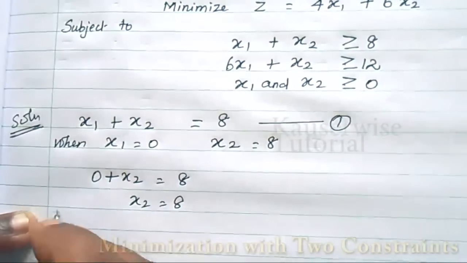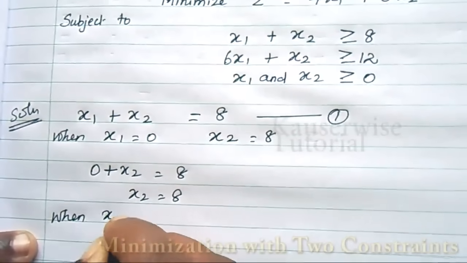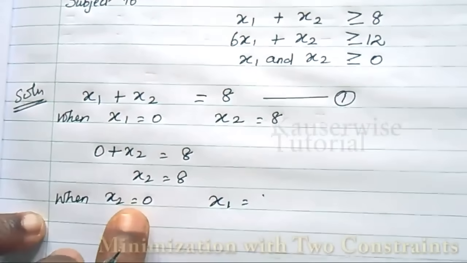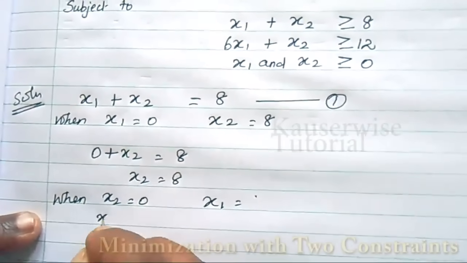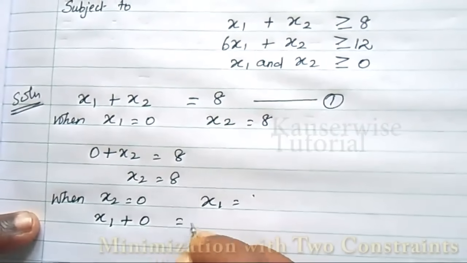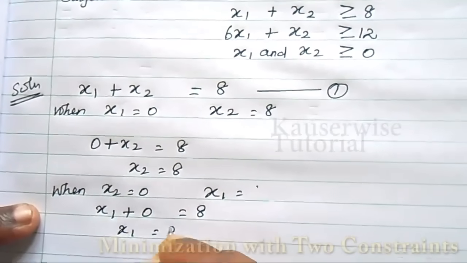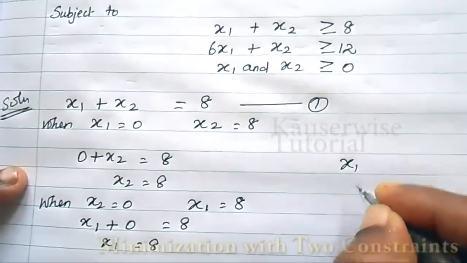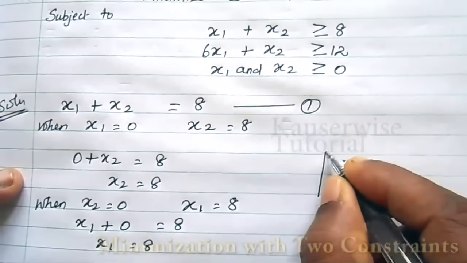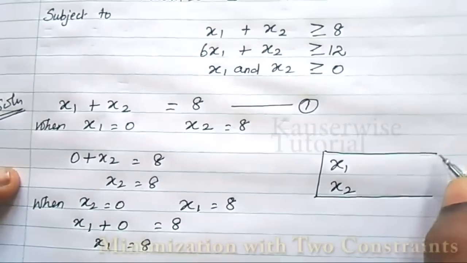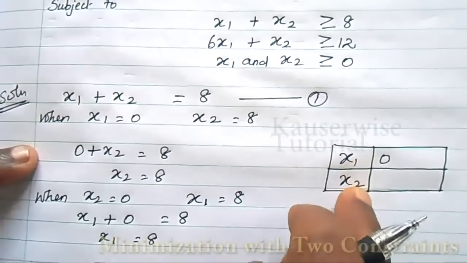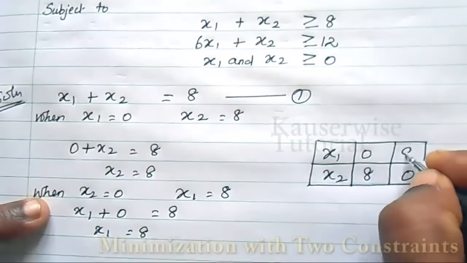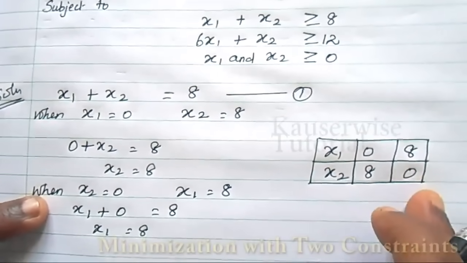In the same way, when x2 is equal to 0, what is the value for x1? Substitute this value in the first equation: x1 + 0 = 8. So, x1 is equal to 8. We need two points to draw a line in the graph. When x1 is 0, x2 is 8. When x2 is 0, x1 is 8. So we have got two points, and with this you can draw a line.